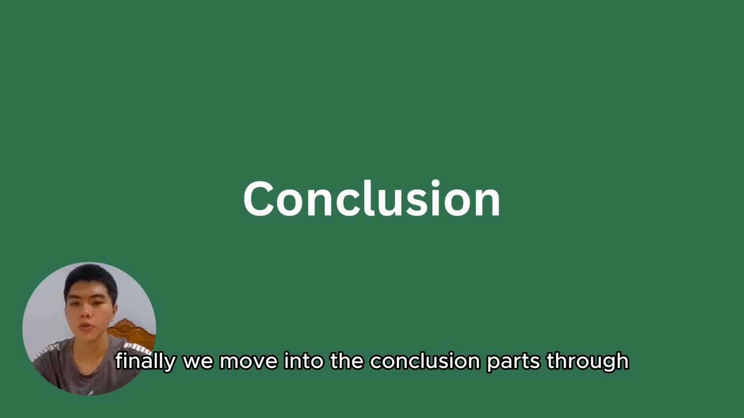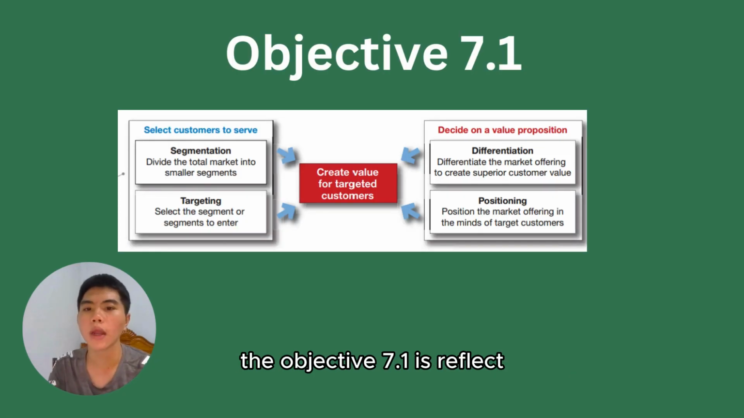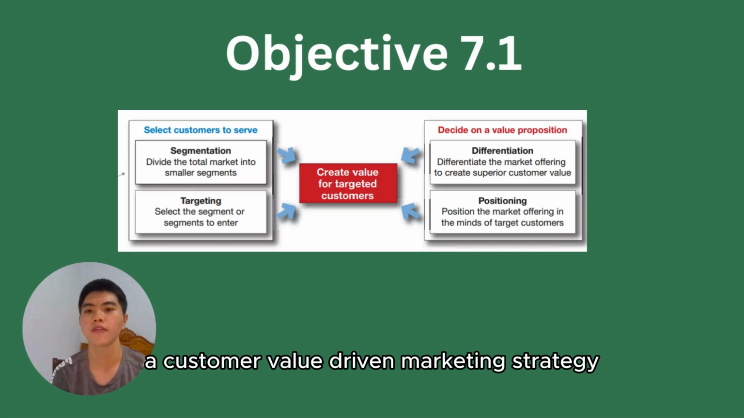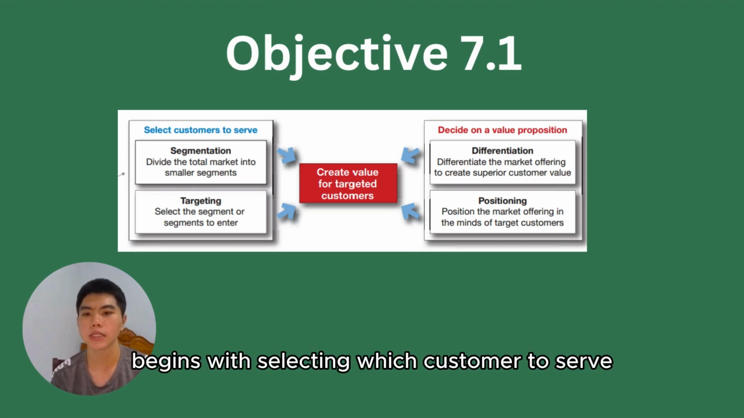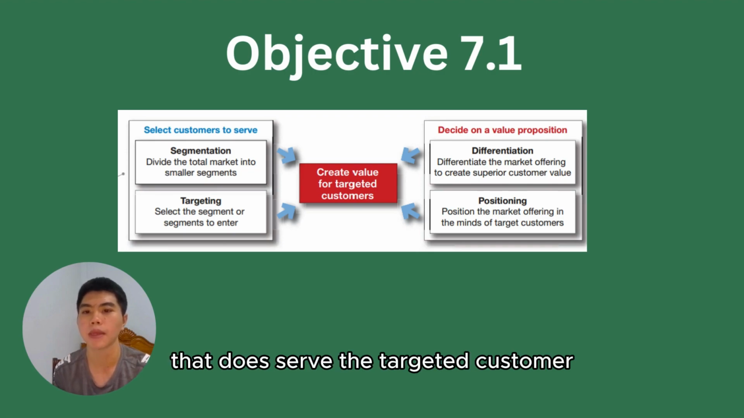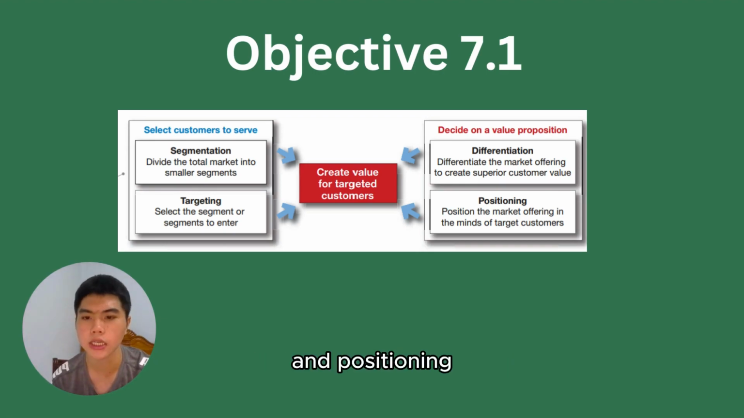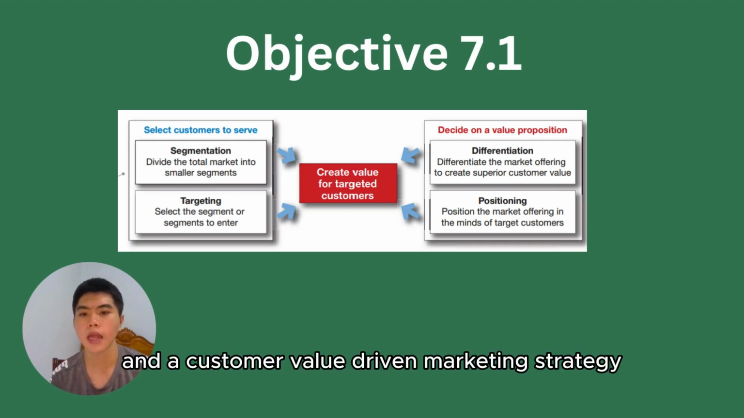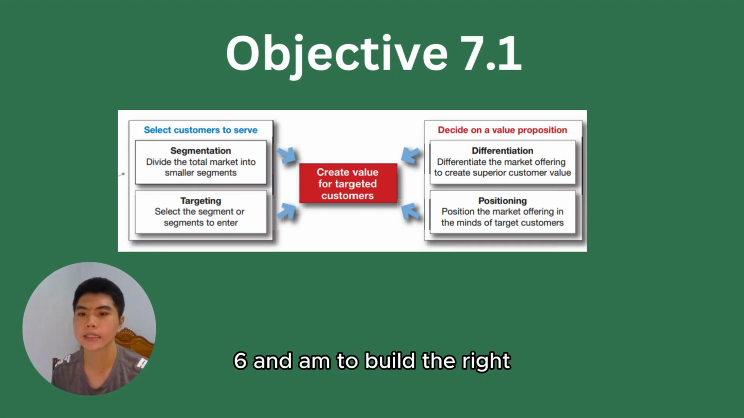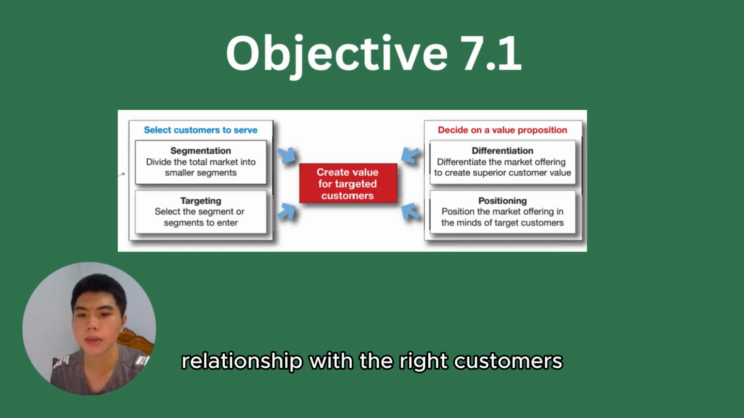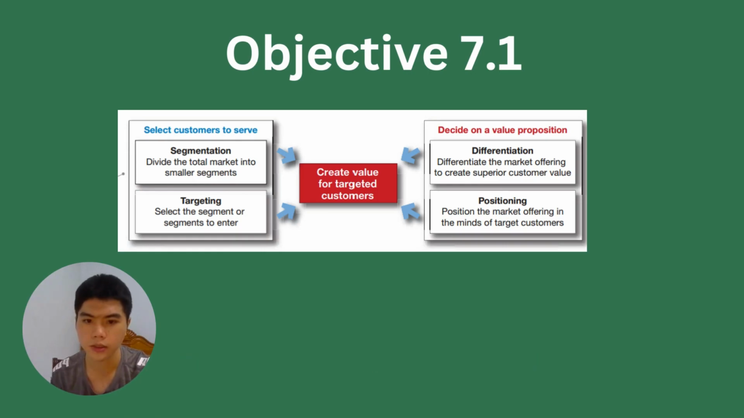Finally, we move into the conclusion part. Objective 7.1 reflects that a customer value driven marketing strategy begins with selecting which customers to serve and determining a value proposition that serves the targeted customers. It consists of four steps, which are segmentation, targeting, differentiation, and positioning. A customer value driven marketing strategy aims to build the right relationships with the right customers.